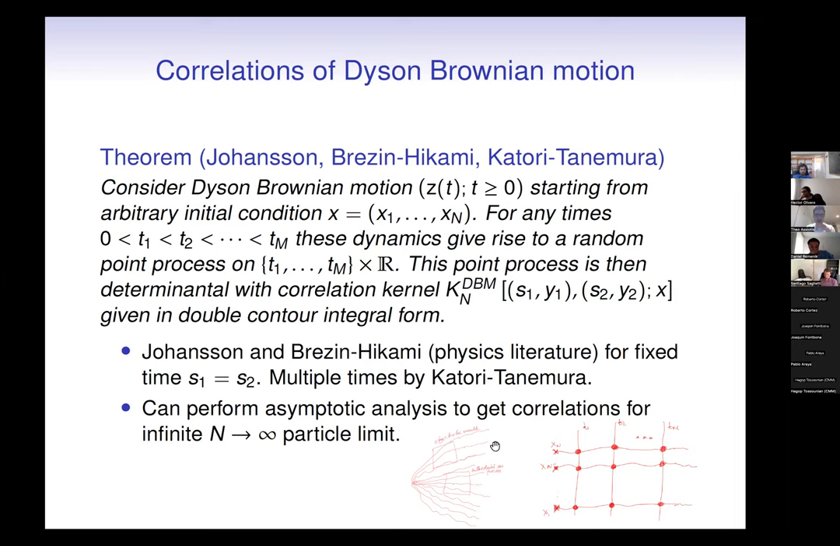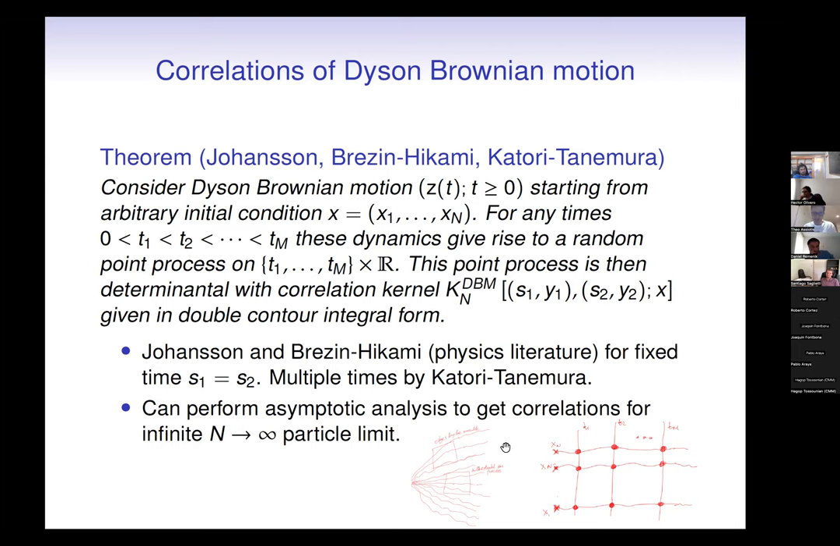So here you get something that's called the Airy line ensemble. You can get a limiting line ensemble of non-intersecting lines, and the correlations are again determinantal and given by some kernel, which involves the Airy functions. In the bulk, you get again some determinantal point process, called the extended sine process, because for a fixed time, you get something called the sine point process, whose correlation kernel is given by a simple formula in terms of the sine function. Okay, so this is one particle system. This is Dyson Brownian motion.